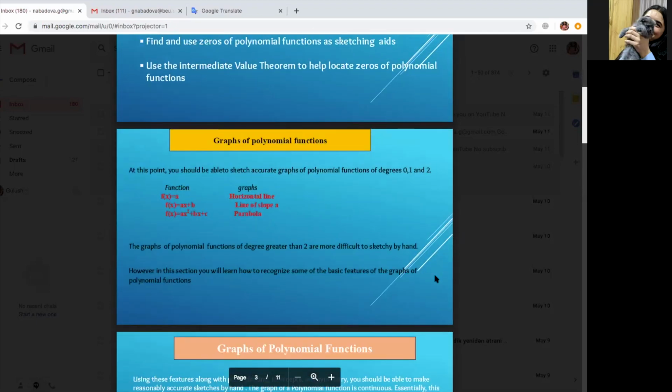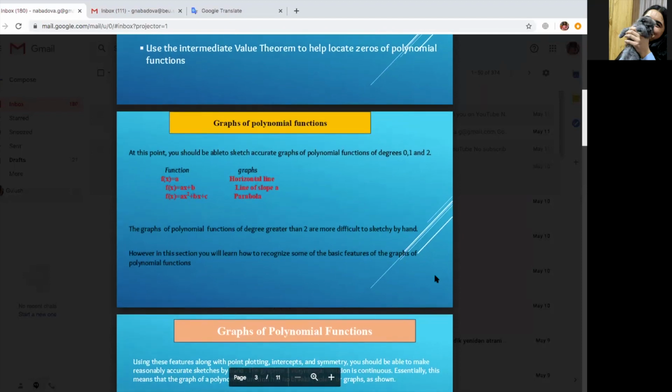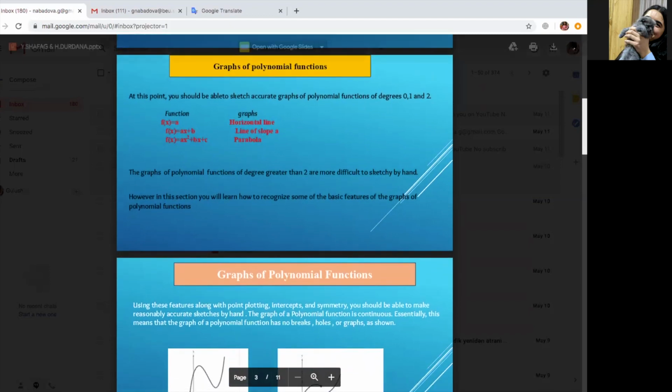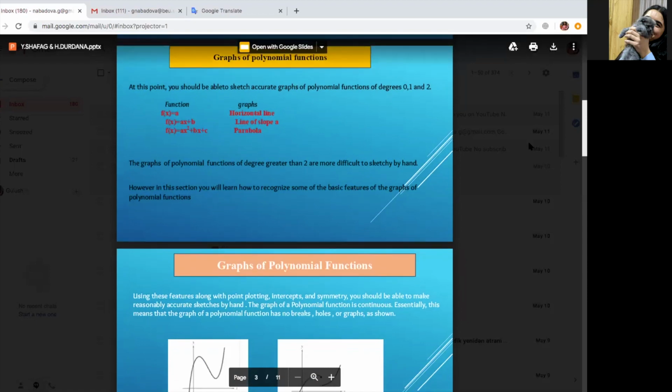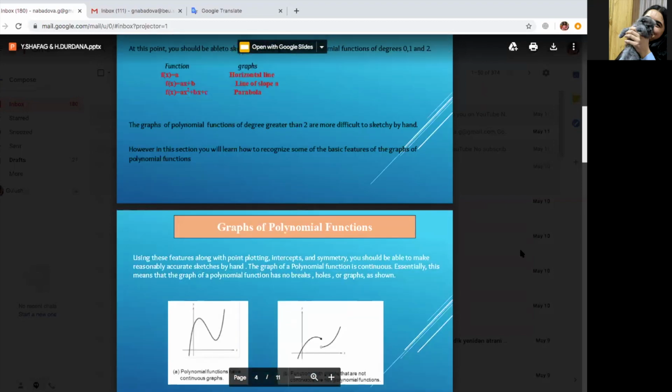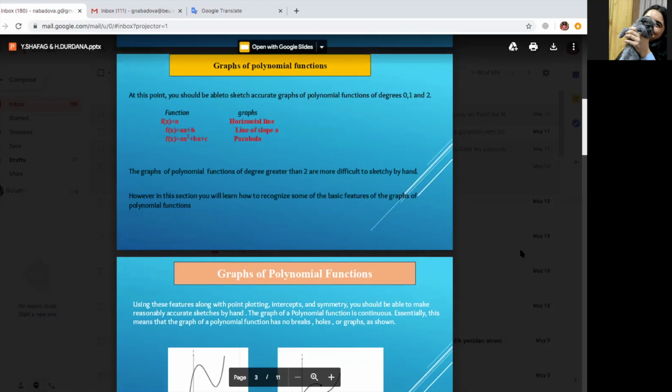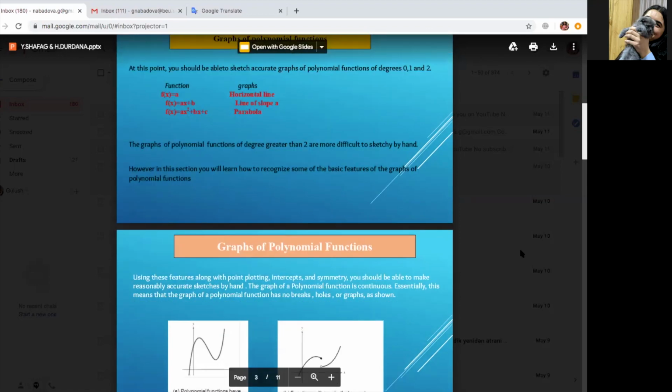Graphs of polynomial functions. At this point, you should be able to sketch accurate graphs of polynomial functions of degrees 0, 1, and 2. Function graphs: f(x) equals a, horizontal line; f(x) equals ax plus b, line of slope a; f(x) equals ax squared plus bx plus c, parabola. The graphs of polynomial functions of degree greater than 2 are more difficult to sketch by hand. However, in this section, you will learn how to recognize some of the basic features of the graphs of polynomial functions. Next slide.